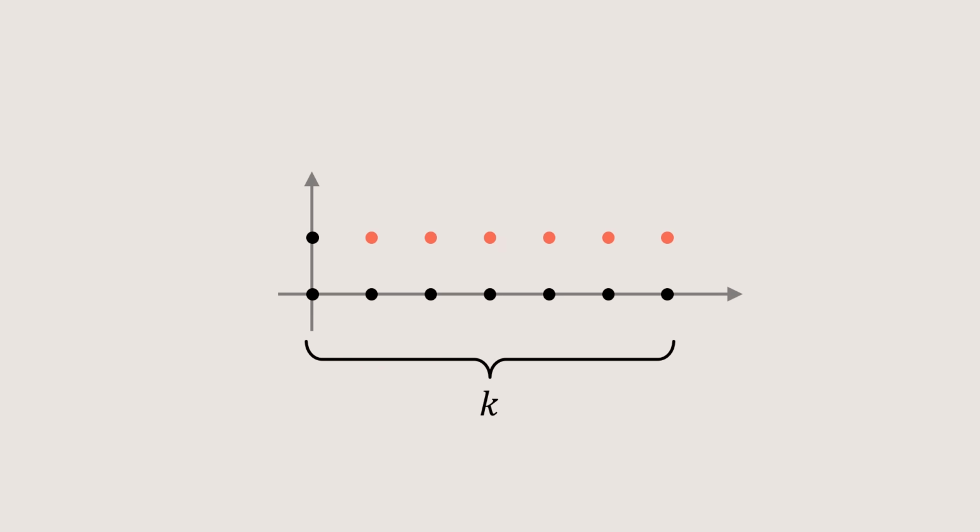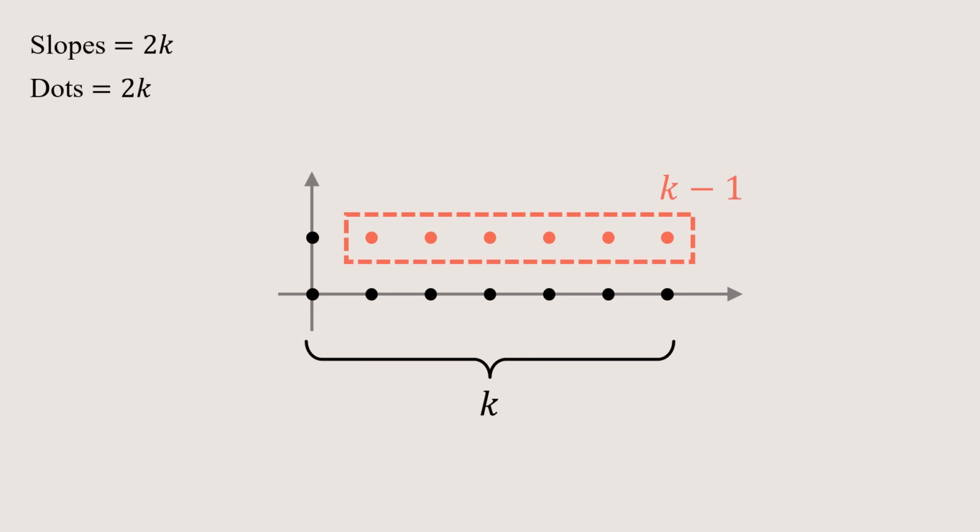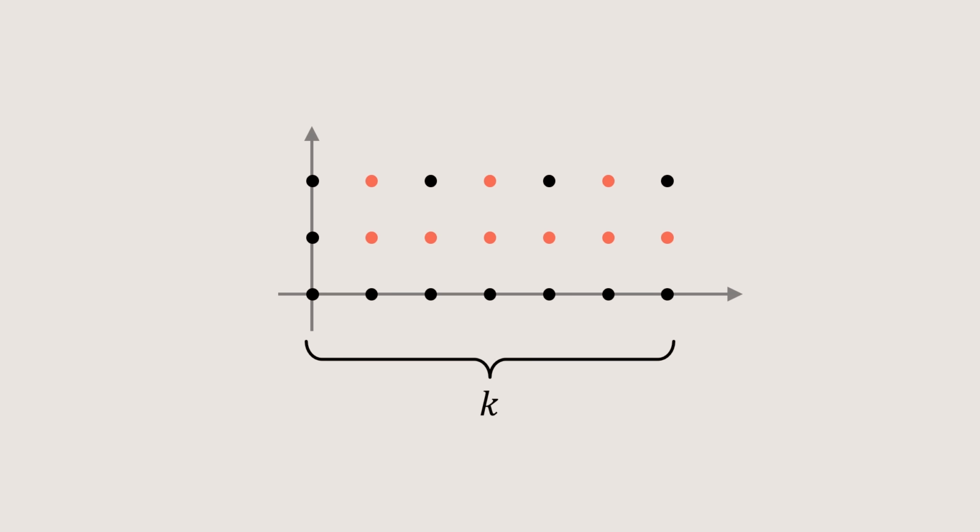Technically it's a k by 2, but it doesn't matter. And it's easy to count the number of coprime points, it's just k minus 1. Multiply by 2 and add 2, and the number of slopes is 2k, so not less than the number of dots. A 3x grid is also easy.